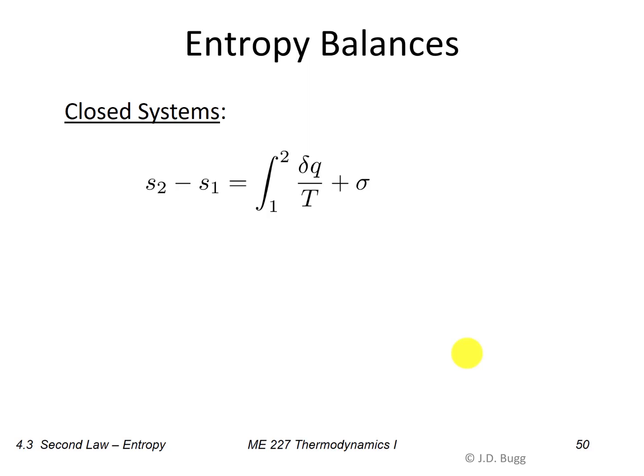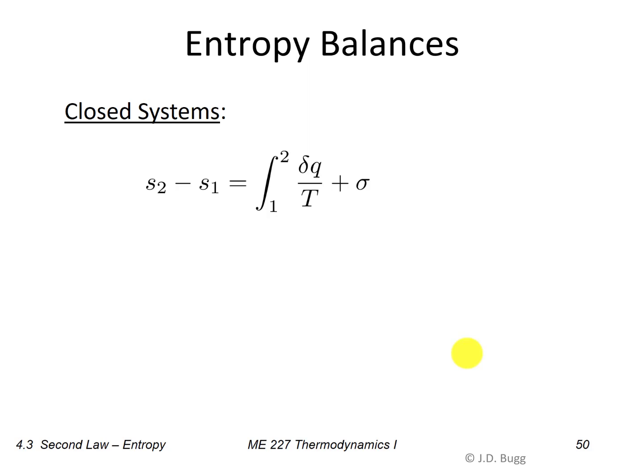So these are called entropy balances. Well, for a closed system, it turns out we've already been talking about this equation. I just didn't give it the name. So if we look at a closed, trapped, fixed mass, then its entropy change is equal to the integral from 1 to 2 of delta Q over T plus sigma.